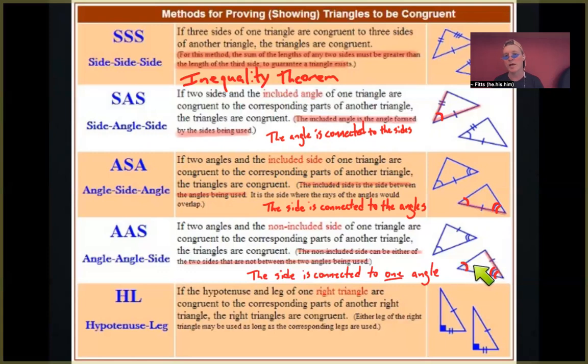I think about angle, angle, side, and then this is angle, side, angle. So those are the slight differences there. And that means the side is connected to one angle. So these two work. So all of these work.